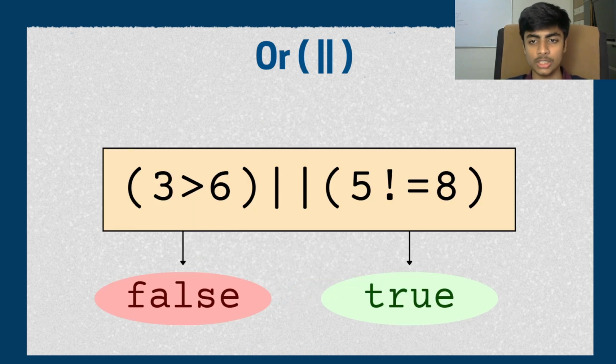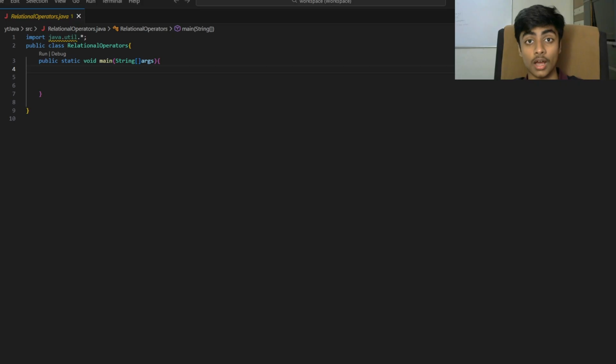Now we'll look at this expression again. Here we notice that 3 is greater than 6 is false, but 5 is not equal to 8 is true. When you're using an OR operator, I told you that either one of the expressions or terms must be true for the whole thing to become true. In this case, since our second term, 5 is not equal to 8, is true, this whole thing is going to evaluate to true. Now we're going to look at the syntax for the OR operator.